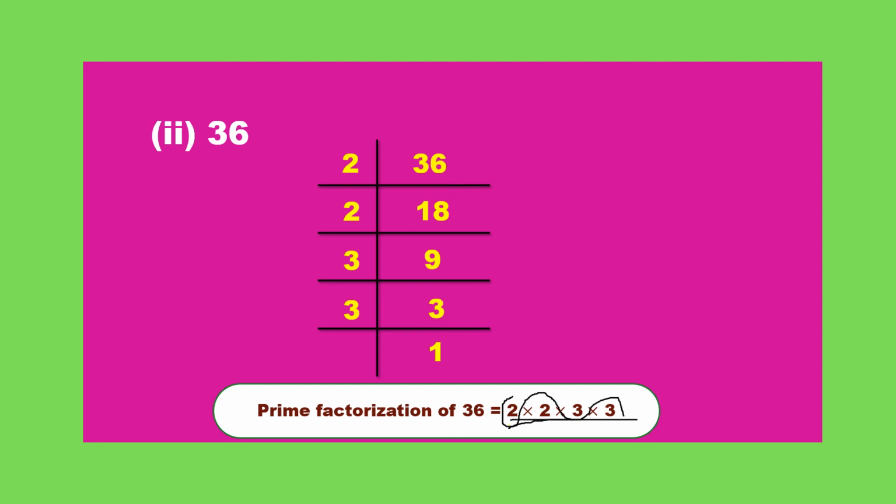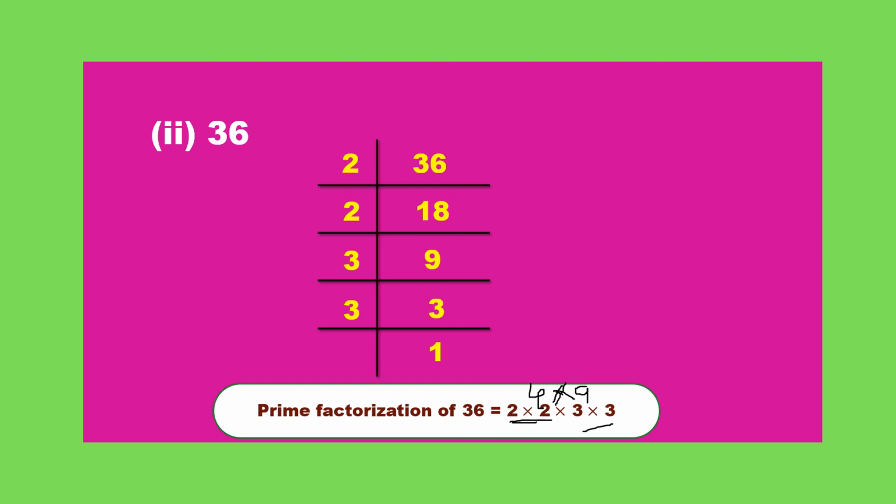So 2 2's are 4, 4 3's are 12, 12 3's are 36. Okay, if you are unable to do it one by one, you can just do it like this. 2 2's are 4. Okay, I got 4. Next 3 3's are 9. Okay, so 4 9's are 36. I can do it in this way also.